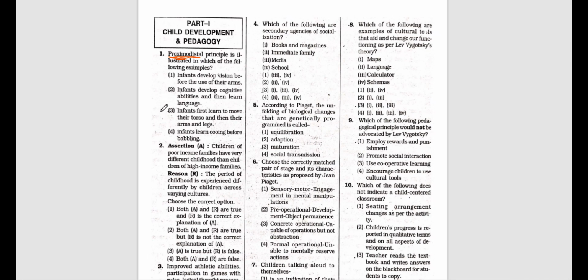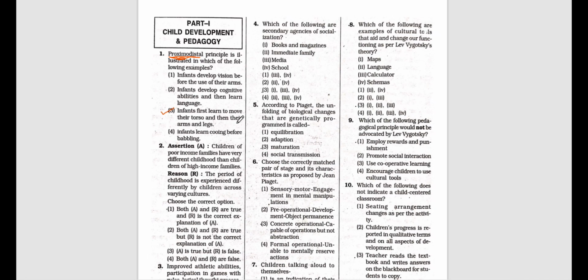The correct answer here is option number 3, which says infants first learn to move their torso and then they learn to move their arms and legs. What does it say? Motor development means development related to movement. Motor development in the human body does not occur haphazardly; it takes place in an orderly manner.